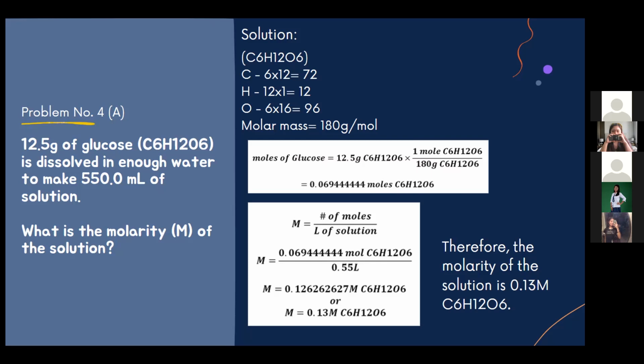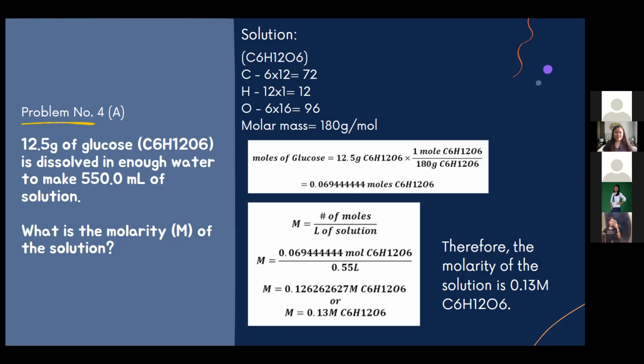So the formula is M is equal to number of moles over liters of solution. The number of moles is 0.0694444 moles over 0.55 liters. So it will equal to 0.13 M.